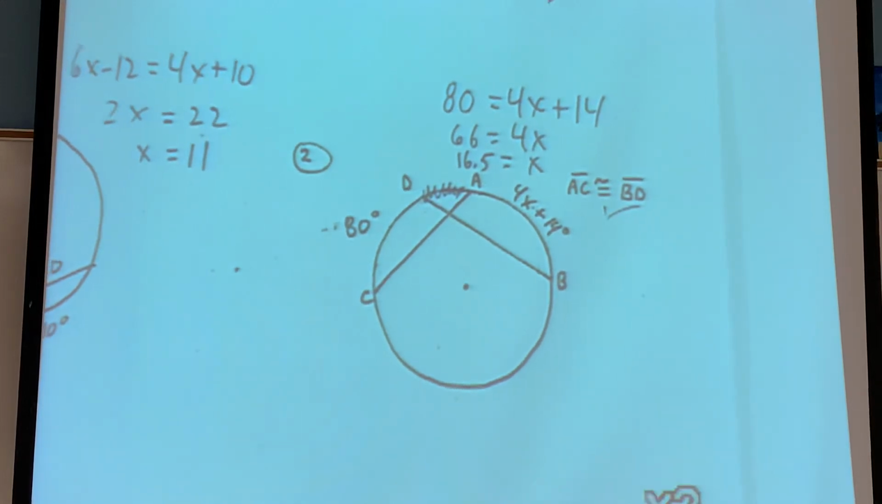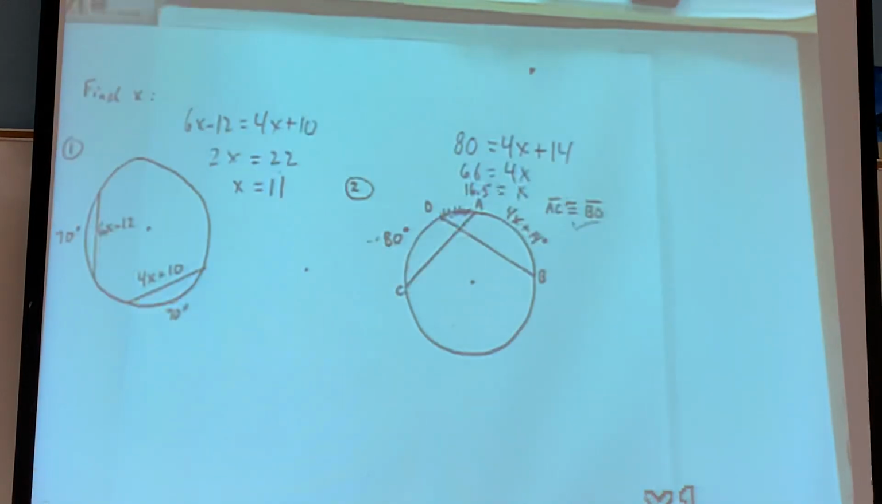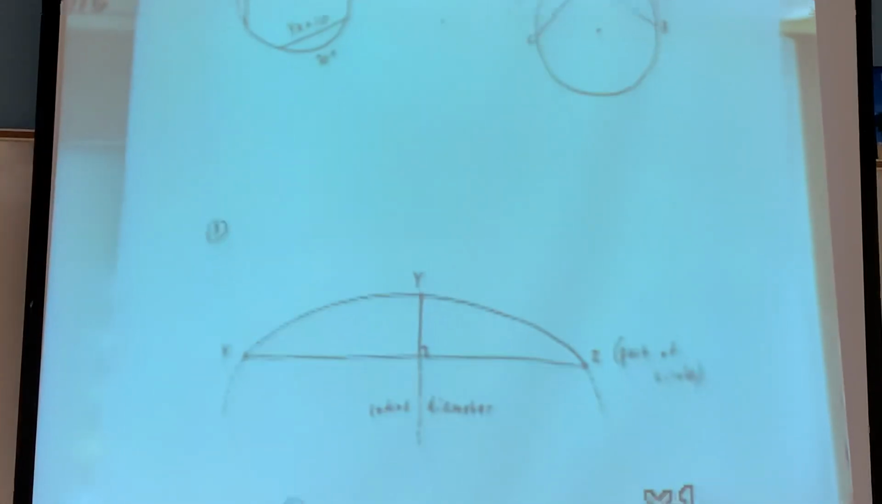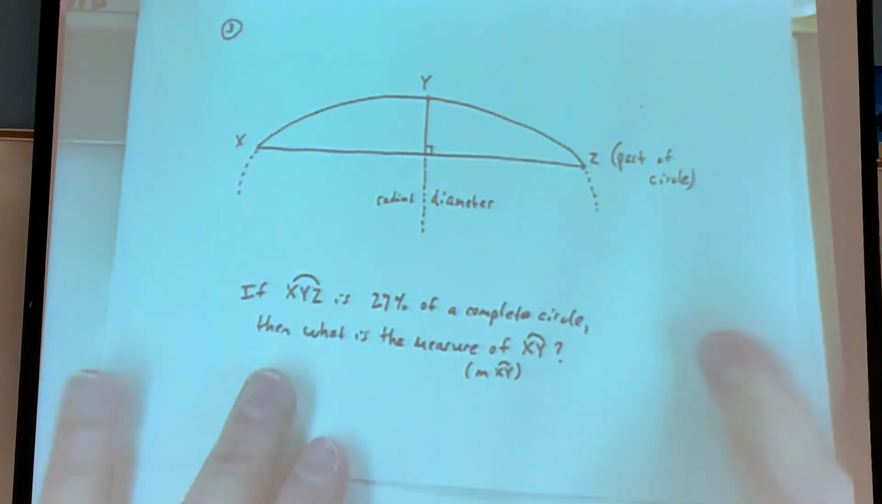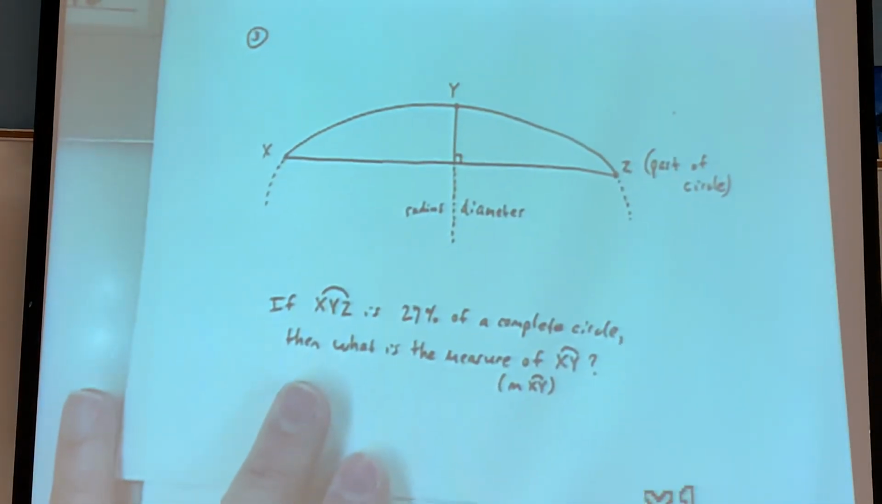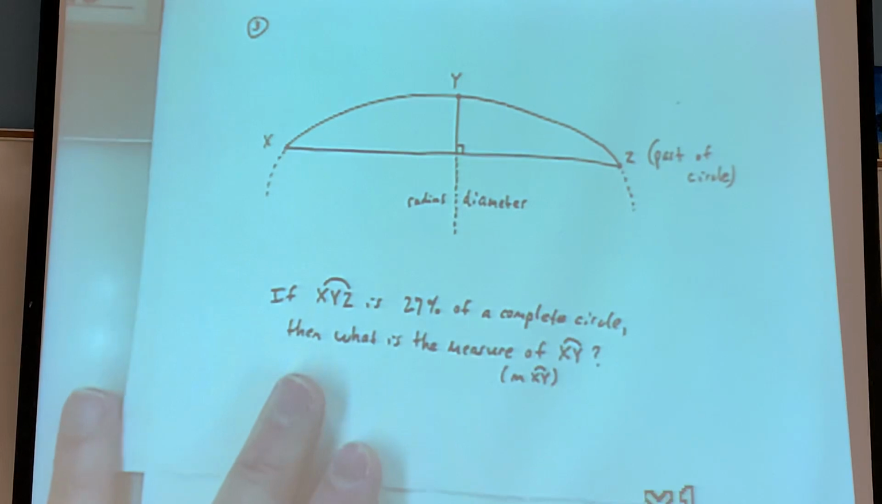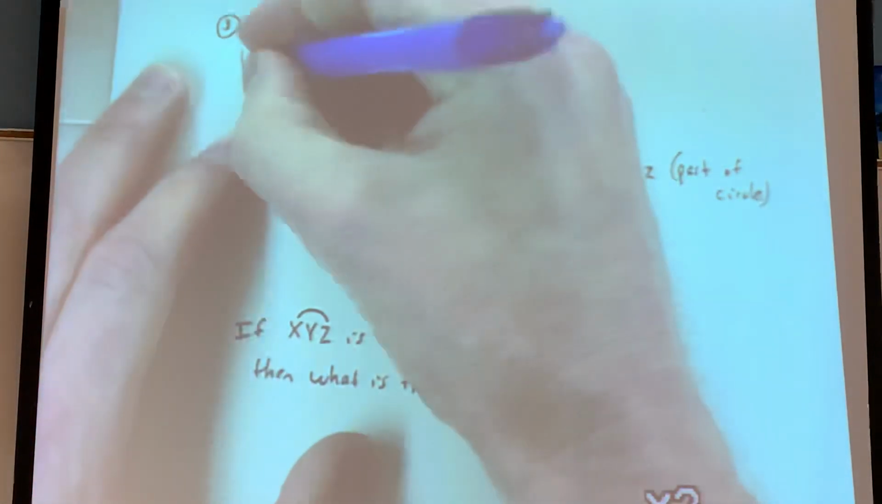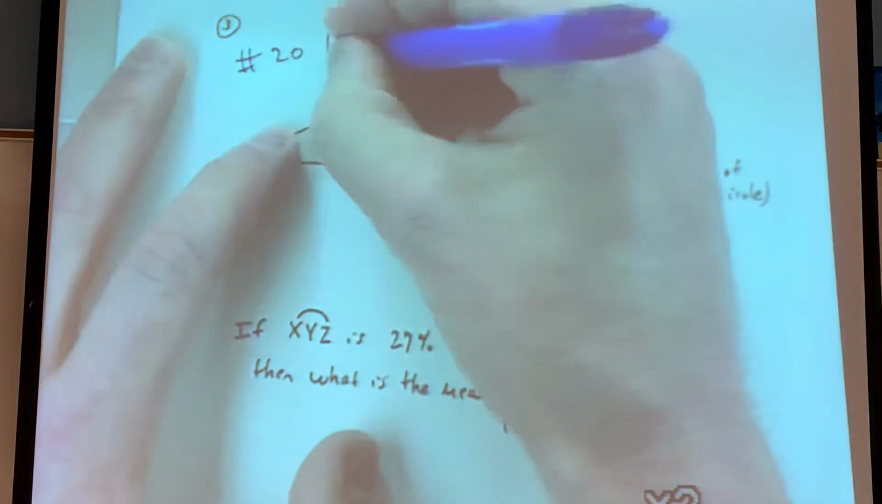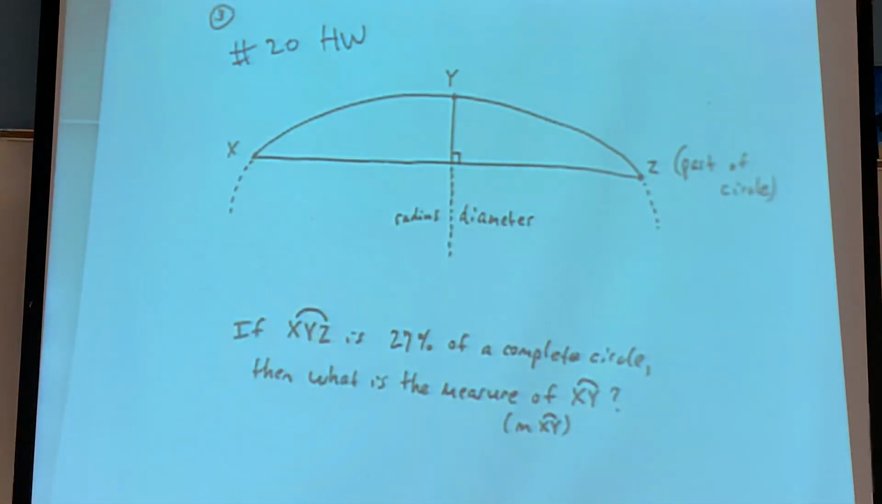All right, let's look at number 3. Now, number 3 I modeled after one of your homework problems from this section of the book. Number 3, if you want to make a little note, number 20 in your homework, it involves, I think, a skateboarder and a skate ramp, something along those lines.